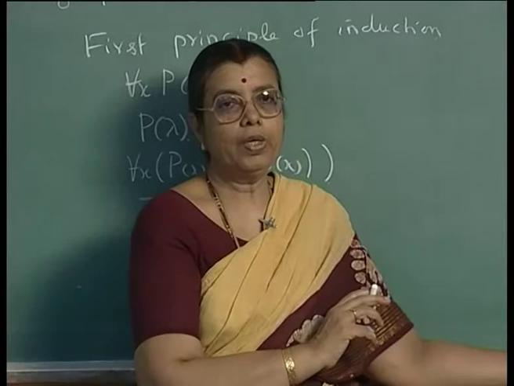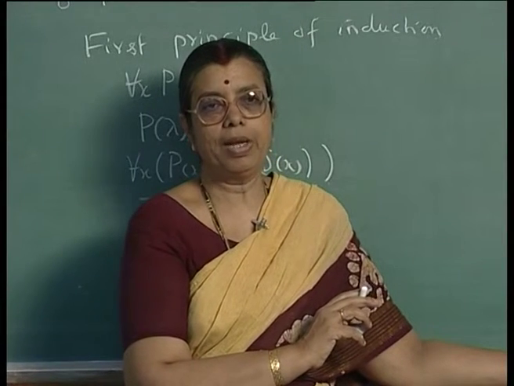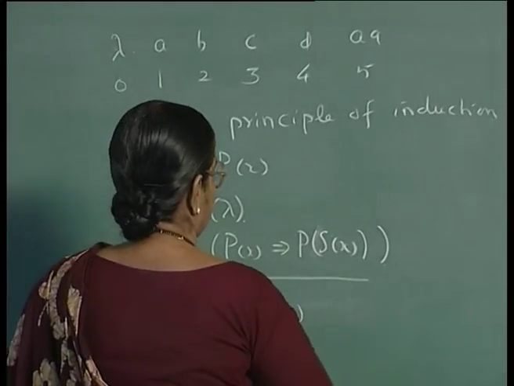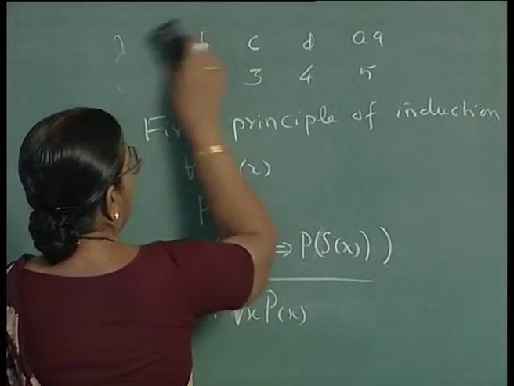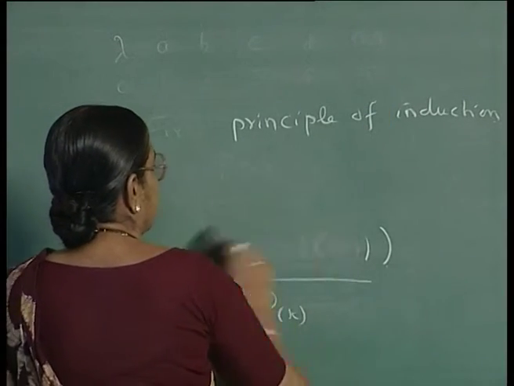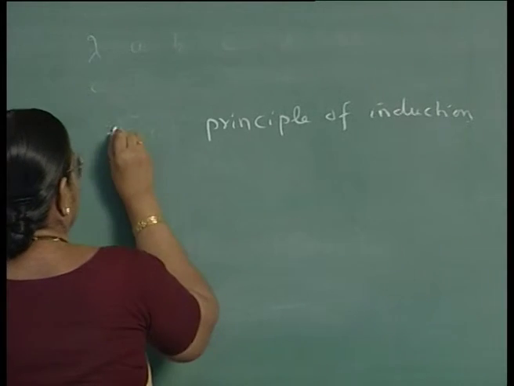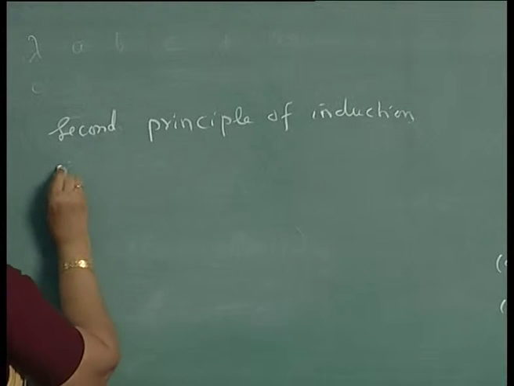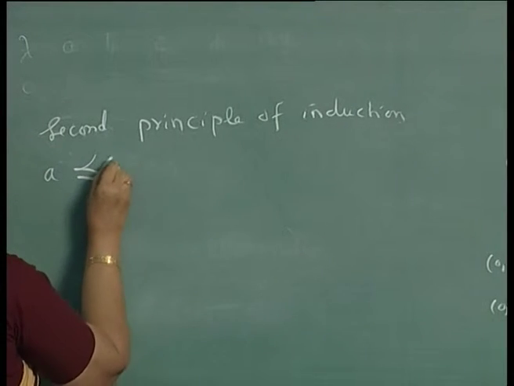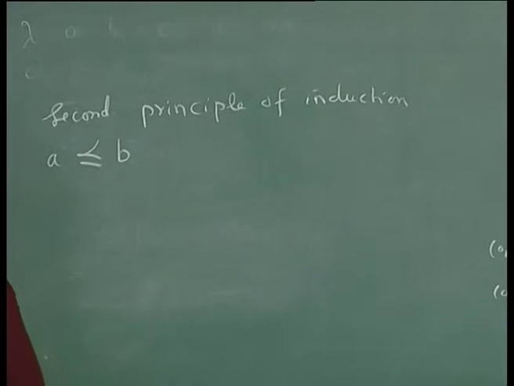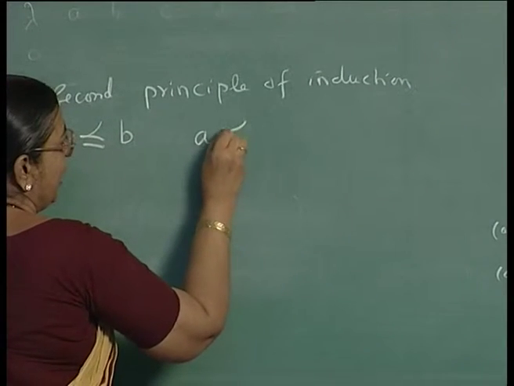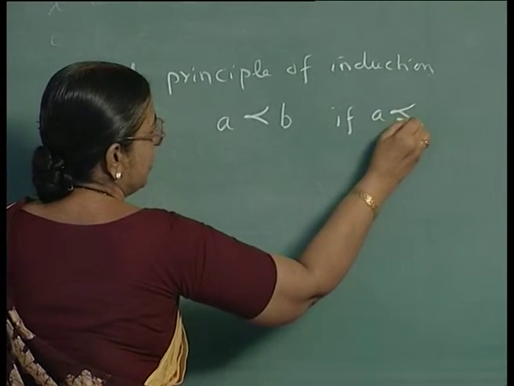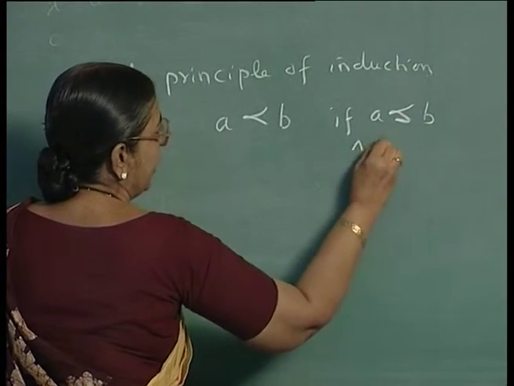In such a case, you cannot apply the first principle of induction. You have to use the second principle. Usually, you use this to compare two elements in a partially ordered set. Let us write A < B if A is less than or equal to B and A is not equal to B.